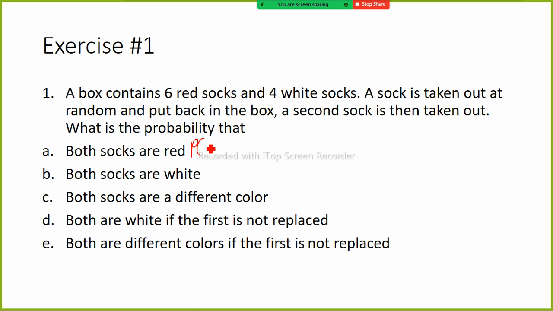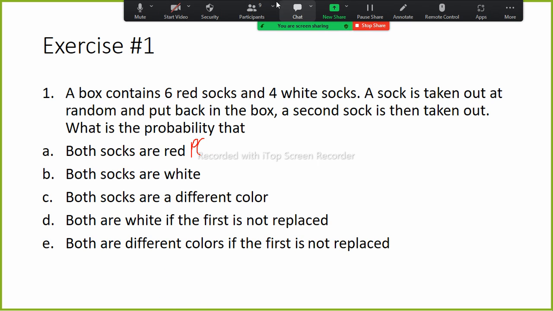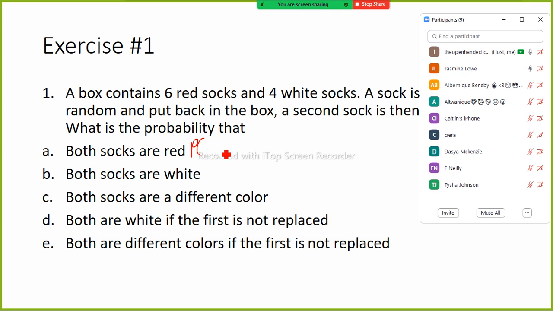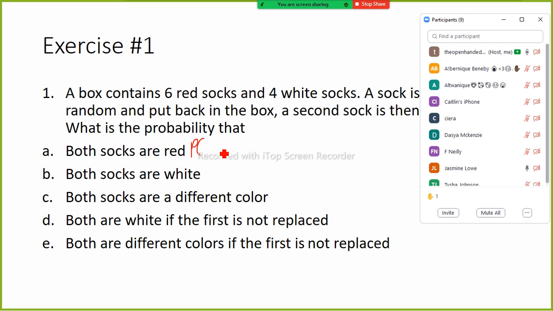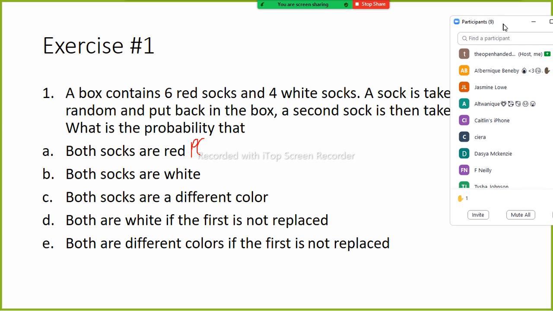I put event A, the first box is red, then event B, second box is red. Then I do P equals first box is red times second box is red. I get 6/10 times 6/10, which is 36/100. I simplify it to 9/25.